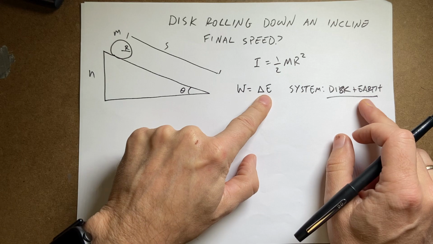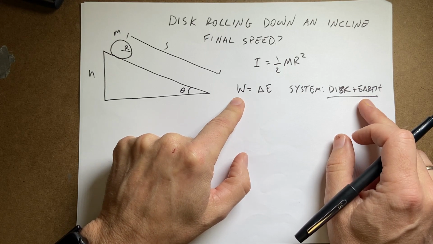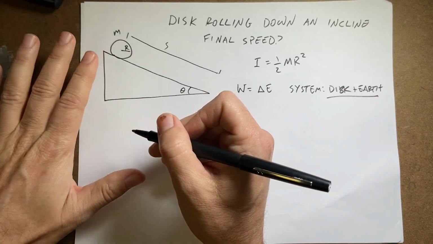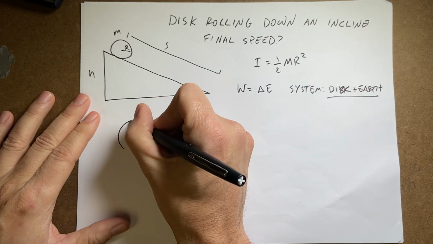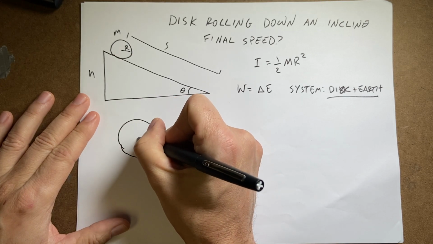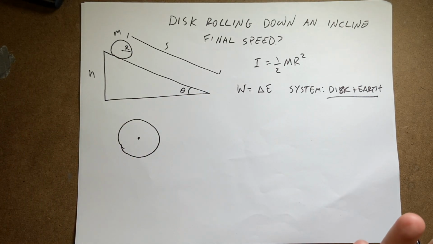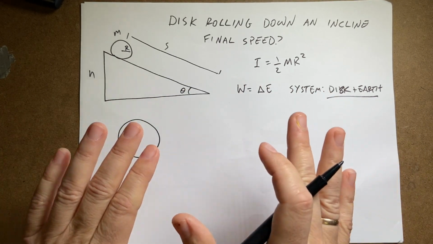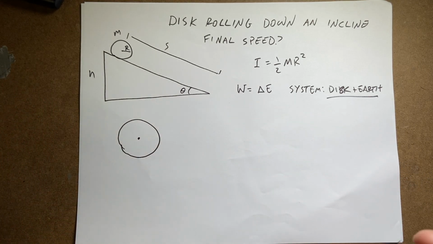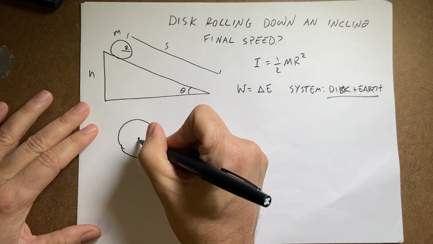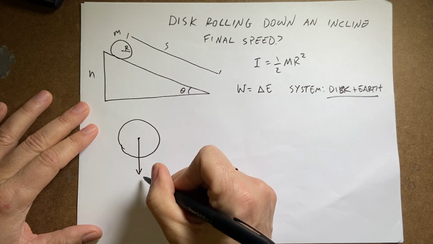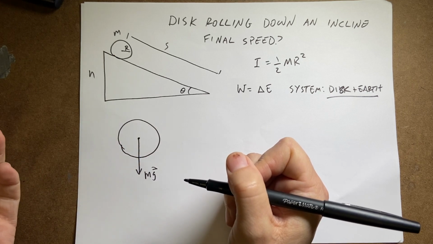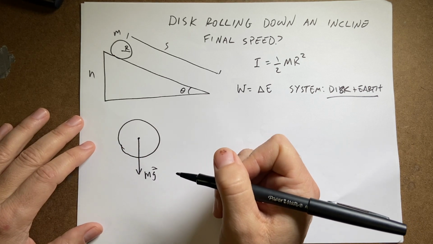Now, I still need to consider the work done on my system. So I'm going to draw a free body diagram for the disk as it's rolling, and it's released from rest. So here's my disk. And you think about what forces are acting on this. Well, we have long-range forces and we have contact forces. The long-range forces are things that act on it without touching, and obviously that would be the gravitational force. So I can draw that as a vector acting on the center of mass of the object, pointing straight down towards the Earth. Now what's touching it?